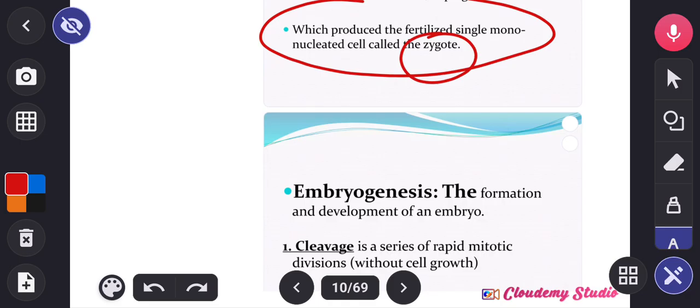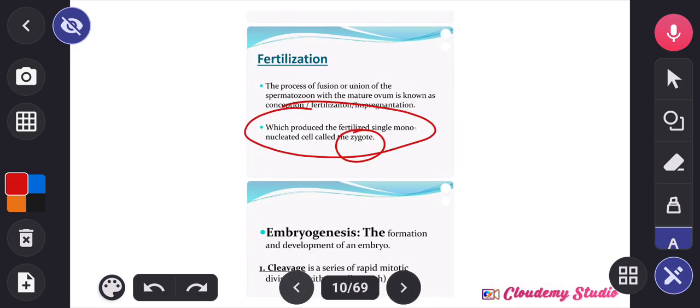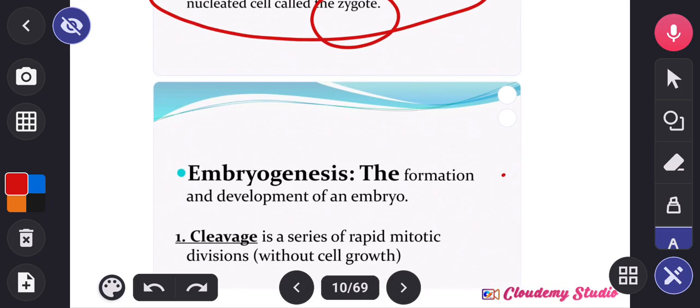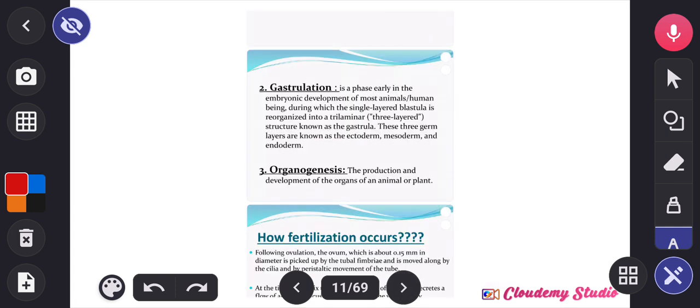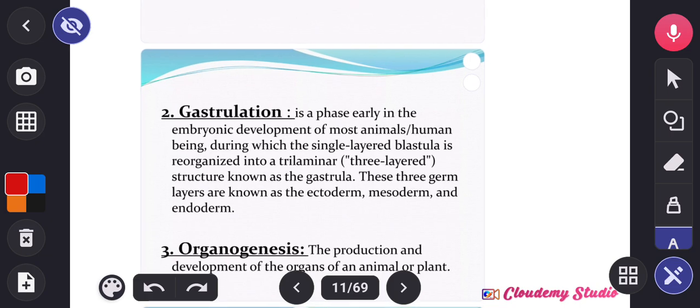And the first one in embryogenesis is the cleavage, which is a series of rapid mitotic divisions in which cells divide without growing. The cells continue dividing without growing. It still remains the same. You understand? The only thing that happened there is just division. You will get it much better when we get to the concept of cleavage. The third one is gastrulation.